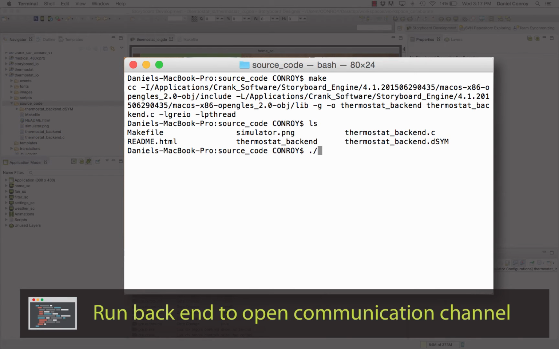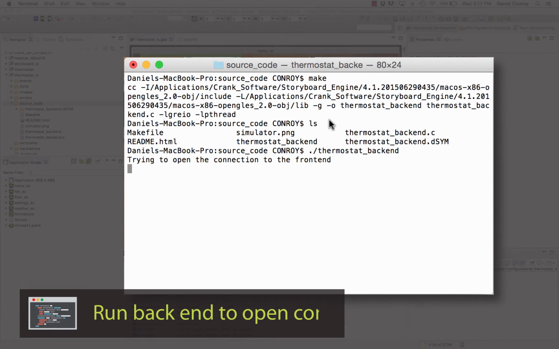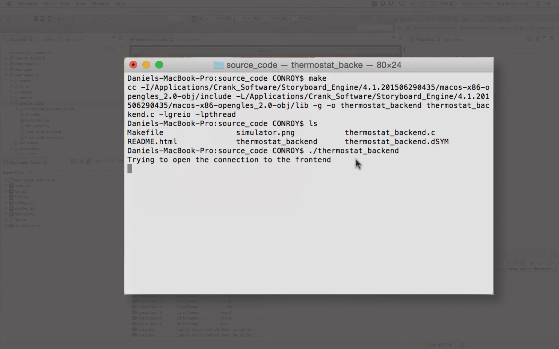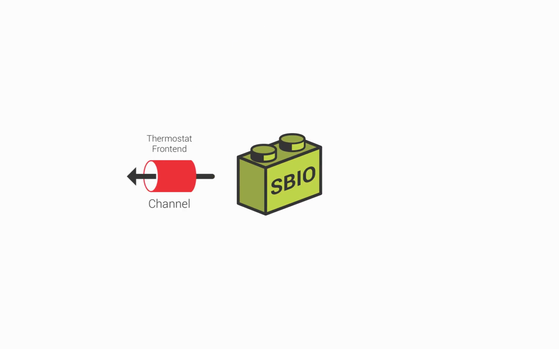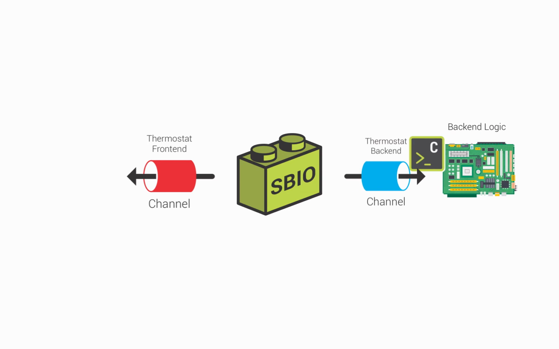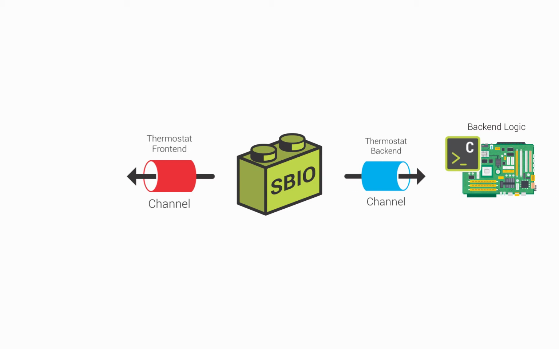Let's run ./thermostat_backend. And now we're given a message trying to open a connection to the front end. So by this, we're talking about opening a connection with the front end channel. Now that we've launched the backend application, the backend channel has been opened.